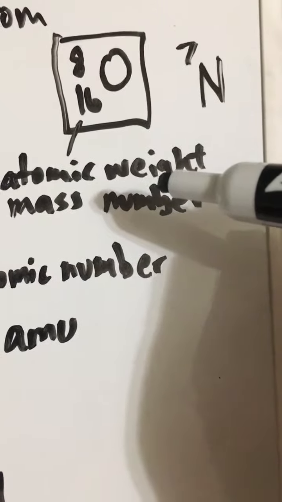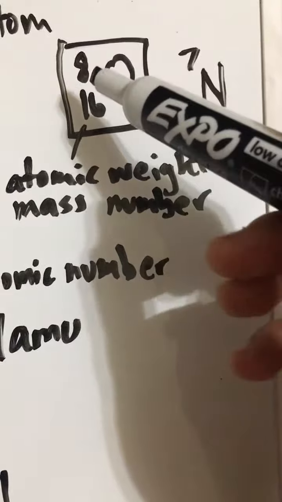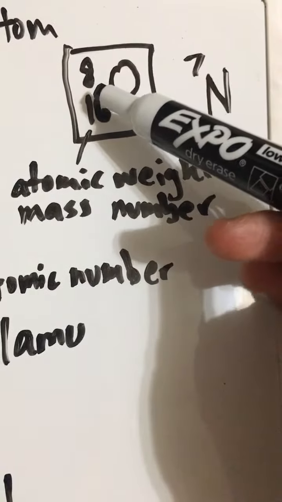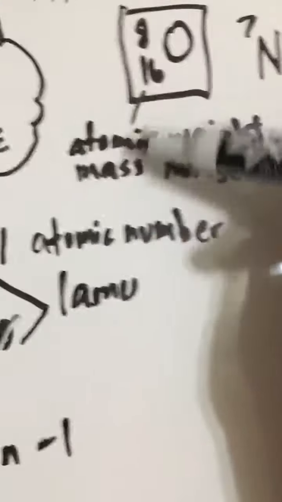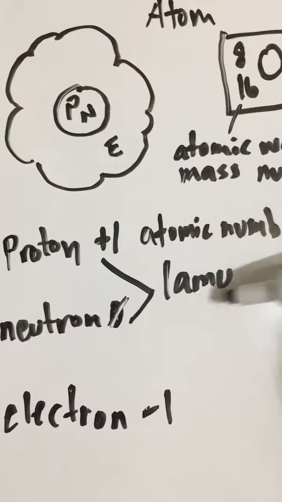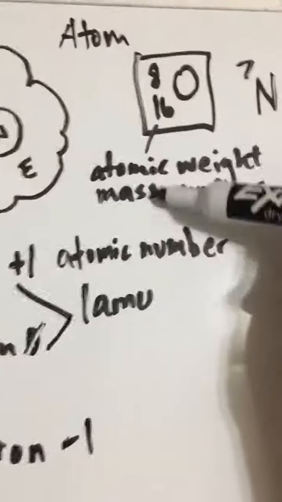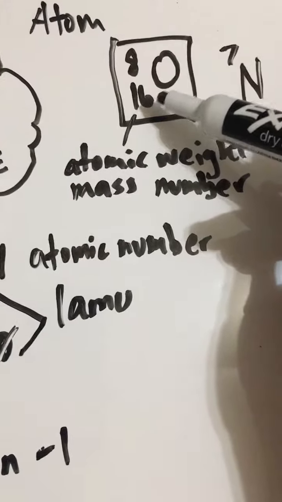What does that mean? It means it has 8 protons, as we can see from the atomic number. And from the mass number, we know that each neutron is 1 AMU. So there are also 8 neutrons.